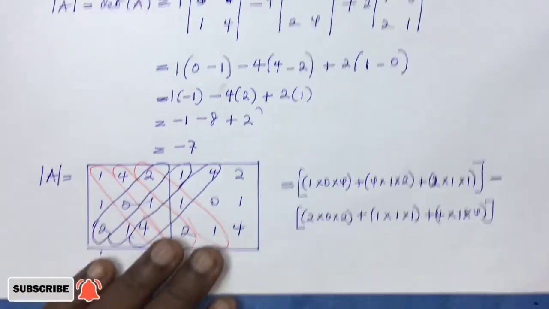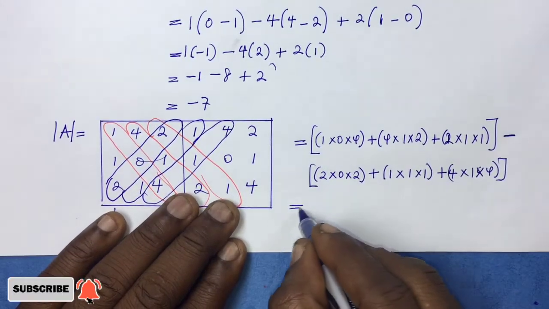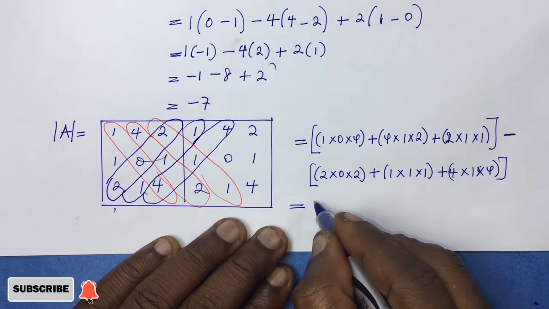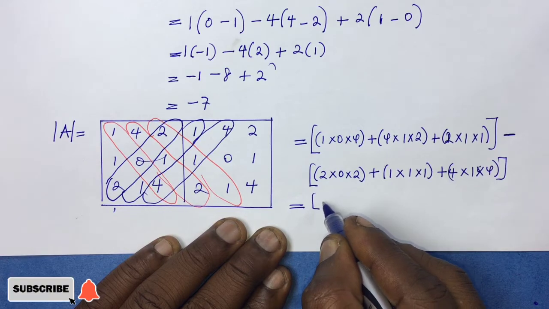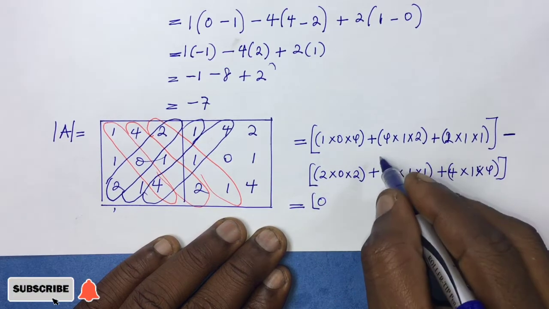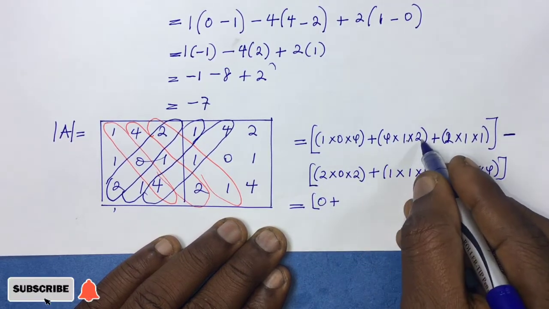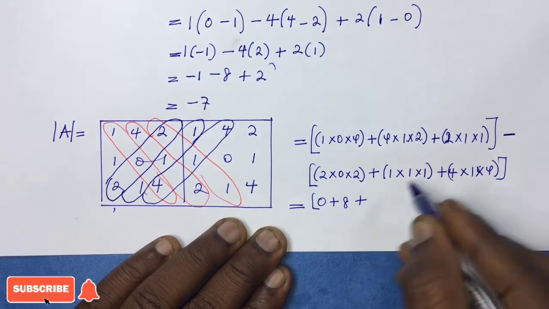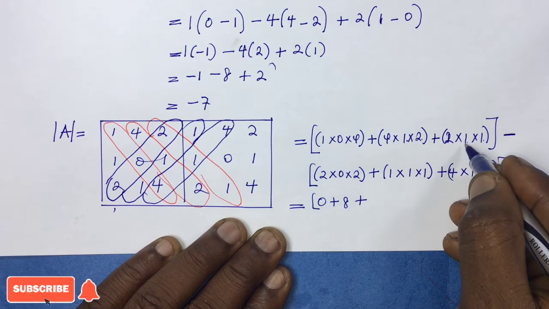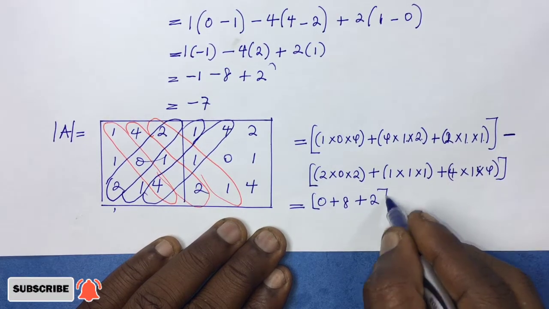Now let us simplify and see if we will get the same result. So on the next line, I'm going to write here. Now 1 times 0 times 4 is 0 because 1 times 0 is 0 and 0 times 4 is 0. Now plus 4 times 1 times 2. 4 times 1 is 4, 4 times 2 is 8. So this is 8 plus 2 times 1 times 1. 2 times 1 is 2. So this will be 2 here.